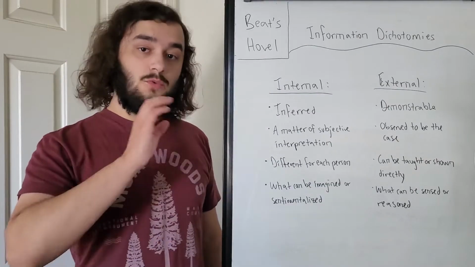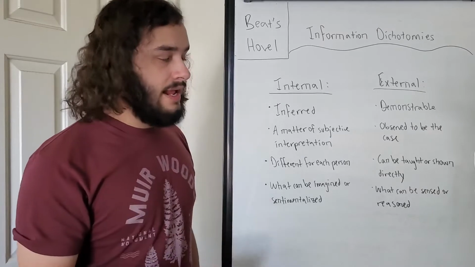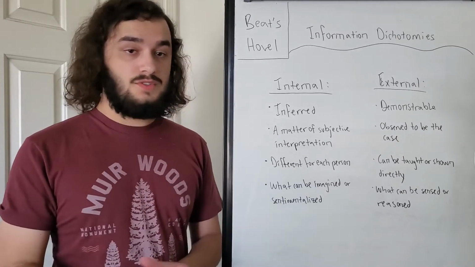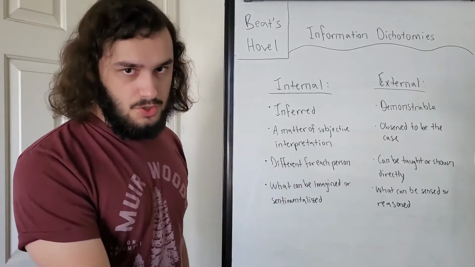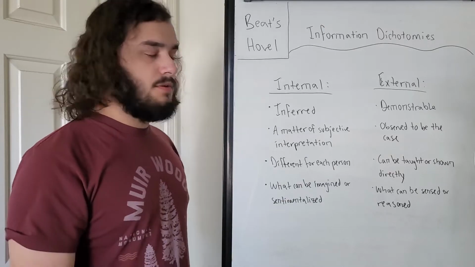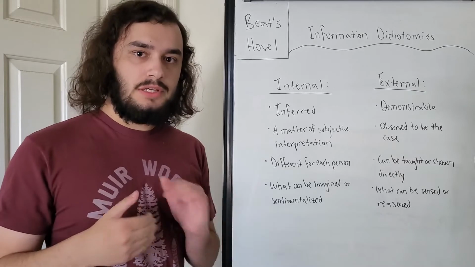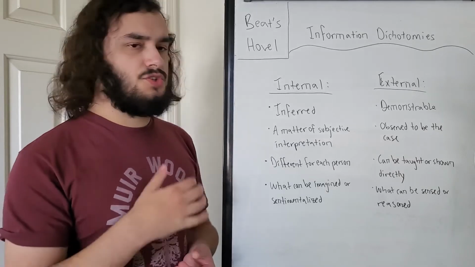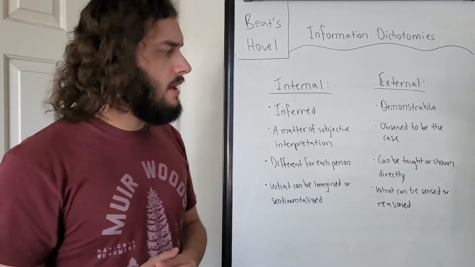All right, back with dichotomy number 2. This is the second way of splitting our information or our conscious experience into two different halves. So here we have internal information versus external information. Internal information is inferred. We have to make sort of a mental leap to create or associate it, whereas external information is just demonstrable. It can be pointed to, it can be proven.